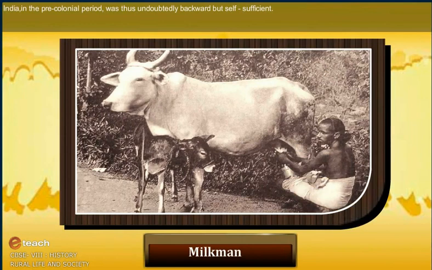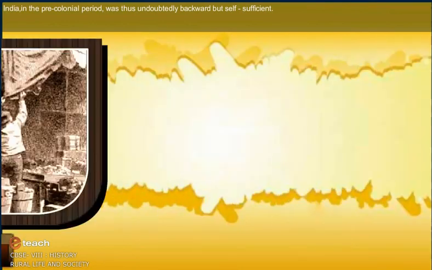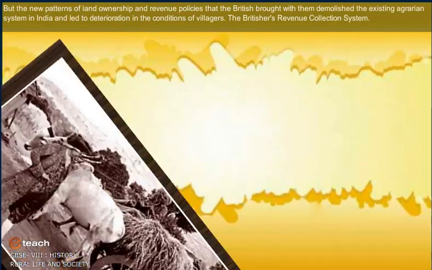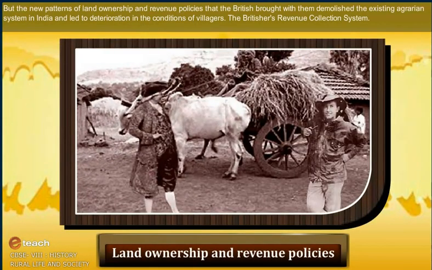India in the pre-colonial period was thus undoubtedly backward but self-sufficient. But the new patterns of land ownership and revenue policies that the British brought with them demolished the existing agrarian system in India and led to deterioration in the conditions of villagers.